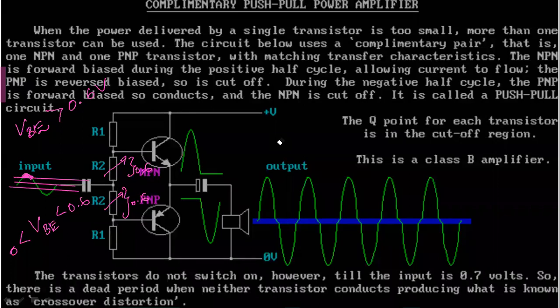This one represents the class B amplification part. Half of the cycle will be amplified by one transistor. The next half will be amplified by the second transistor. Please draw this circuit diagram and note down these issues also.